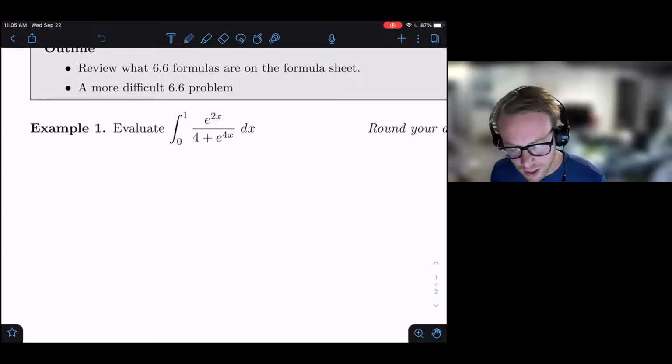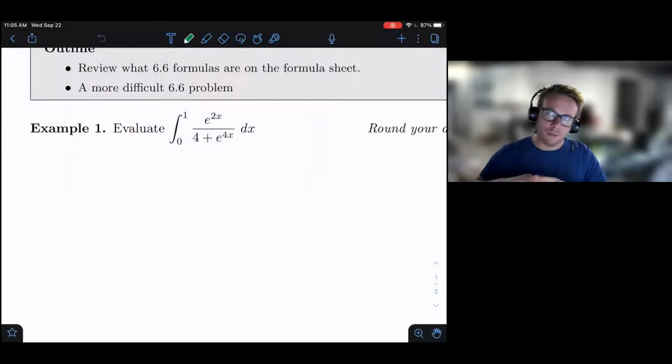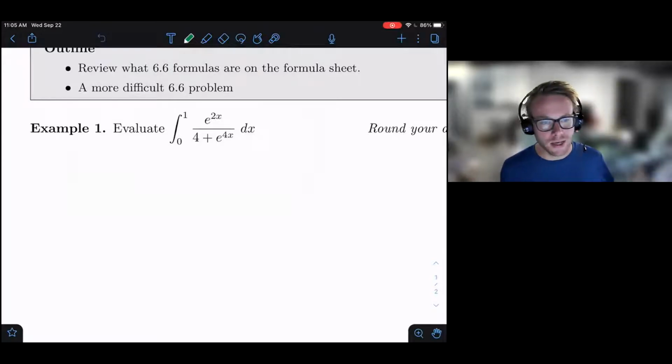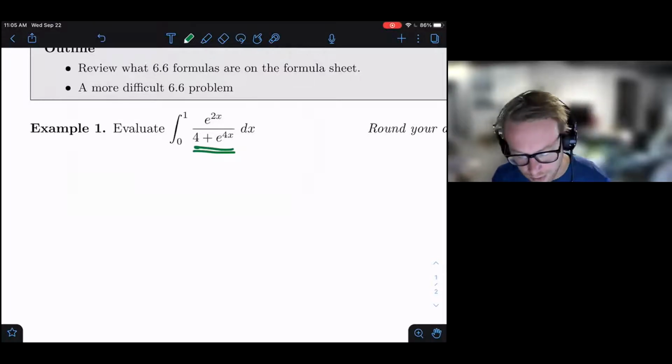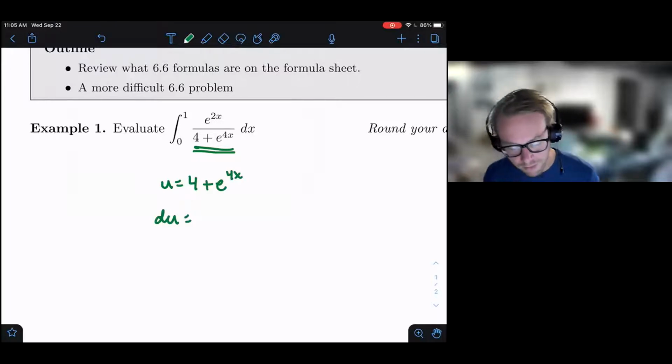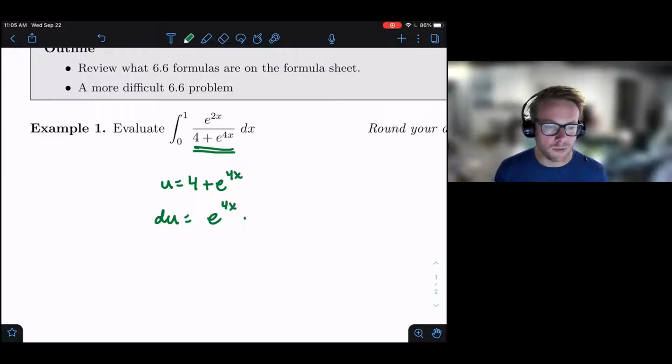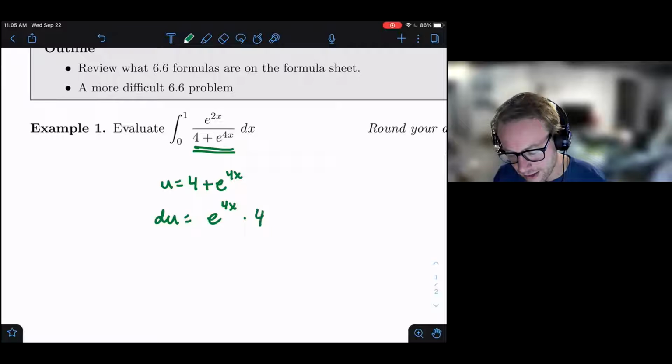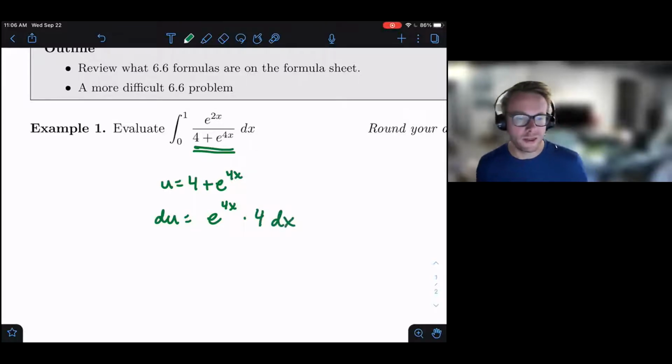If I was tackling this problem, not really thinking about where it's coming from, one of my first things to try would be a u substitution. A common choice is to let u be equal to the entire denominator. So I would probably try u equals 4 plus e to the 4x, and calculate du. The derivative of 4 is 0. The derivative of e is itself, and of course we need the chain rule, because this is not just e to the x, it's e to the 4x. So I need to multiply by the derivative of the inside, so we're going to have 4, and then our dx here.